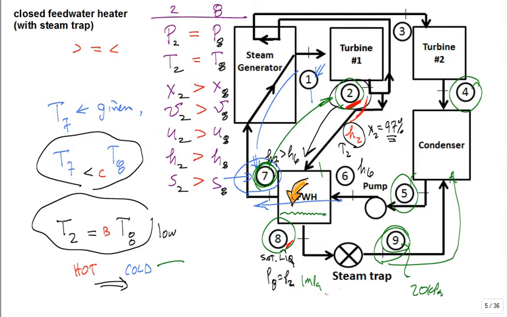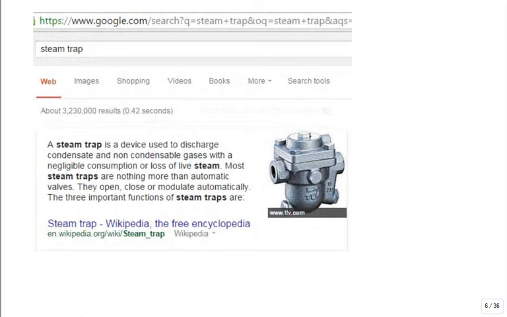Now, these devices are used to hold back live steam. That's a word, live steam. It has some vapor phase to it. And they will let the liquid condensate through. Now, in real systems, not only do you have condensate, you also have the possibility of having in there non-condensable gases.